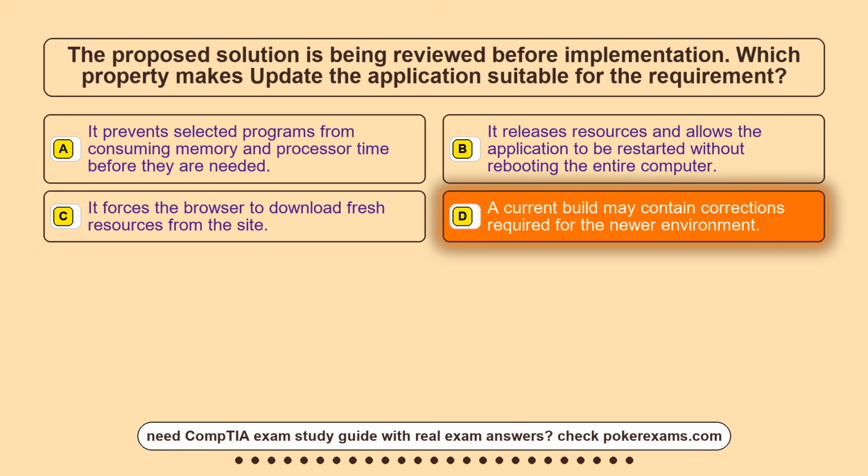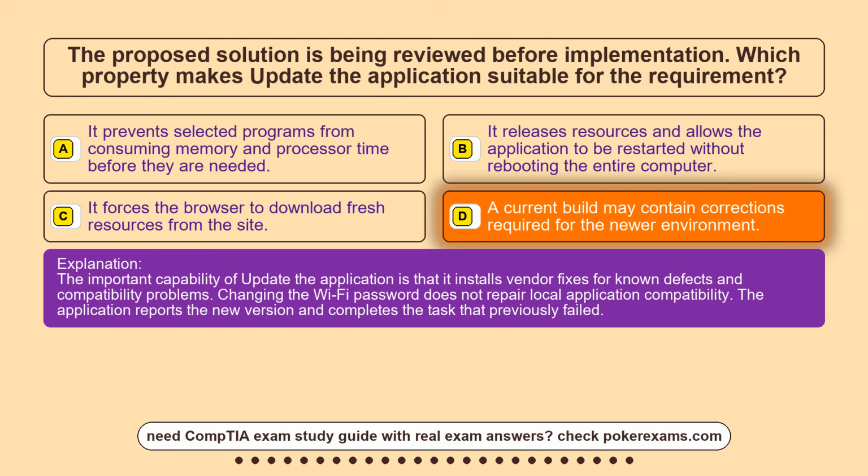A current build may contain corrections required for the newer environment. The important capability of Update the application is that it installs vendor fixes for known defects and compatibility problems. Changing the Wi-Fi password does not repair local application compatibility. The application reports the new version and completes the task that previously failed.